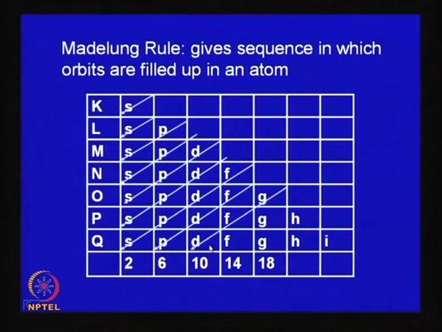And the way these cells get filled up is given in this diagram, which is known as the Madelung rule. This gives the sequence in which orbitals are occupied by electrons in an atom. So, first we will draw a line here. The first is the S cell, that is 1S, K. Next it starts here, and then it goes here, and this arrow gives the way these cells get filled up.